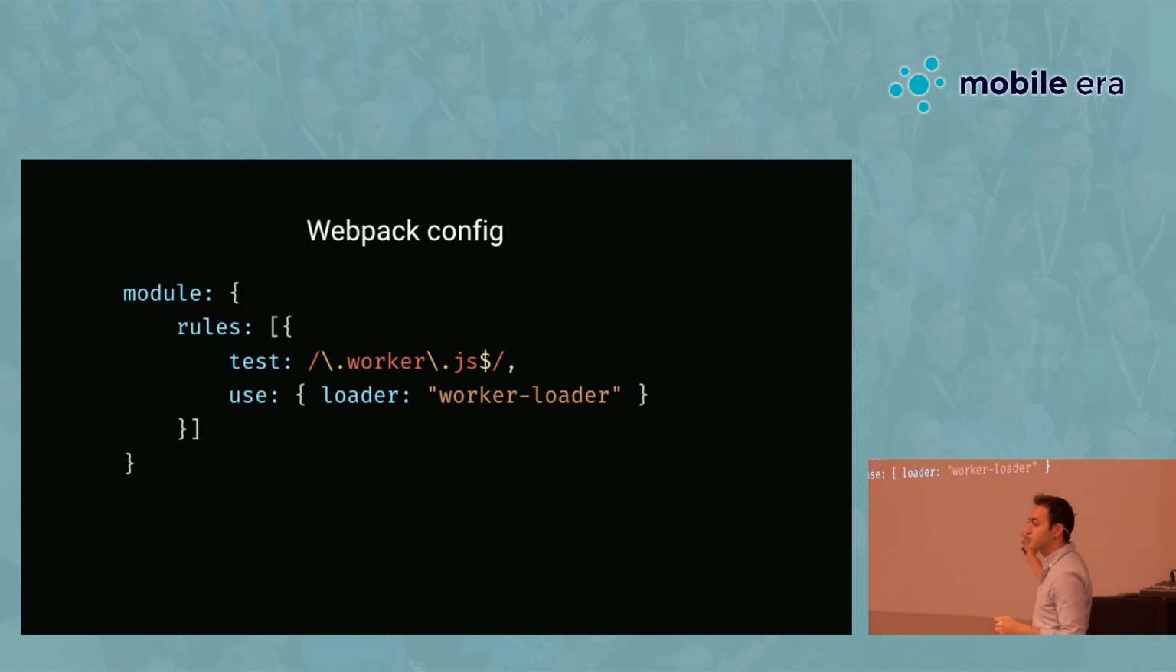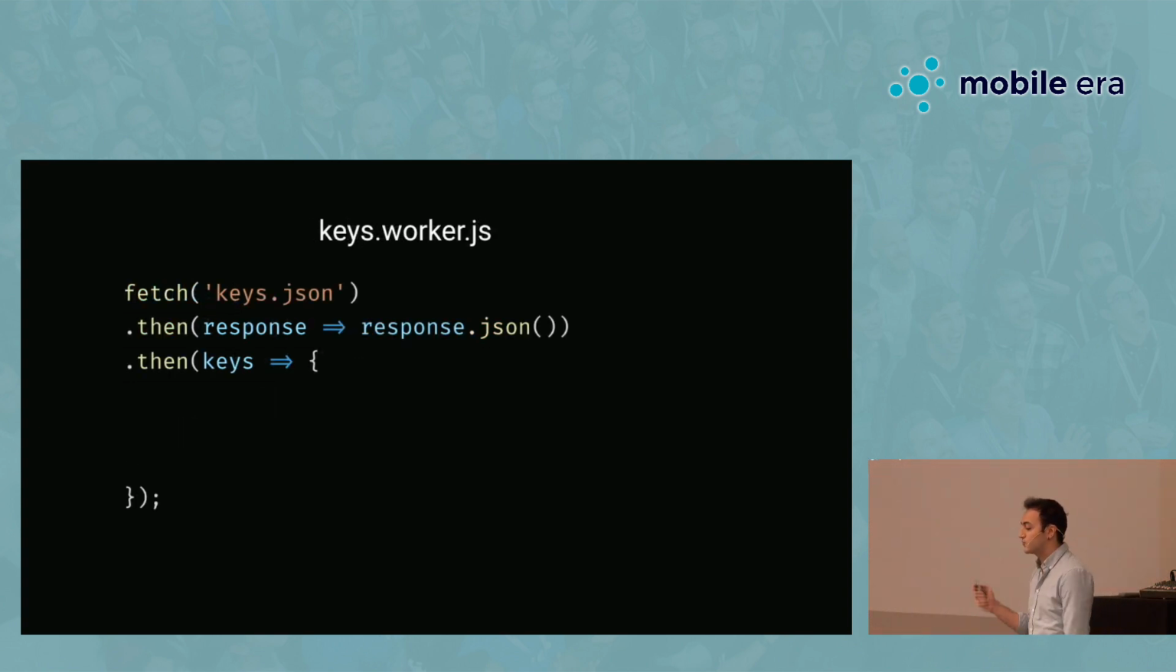You need to npm install worker-loader, and then you say all the files that end with .worker.js will be passed to worker-loader. And worker-loader will kind of give you a class. That's really cool. Let me show you. So I create a new keys.worker.js. The .worker.js helps you remember that this is a web worker.